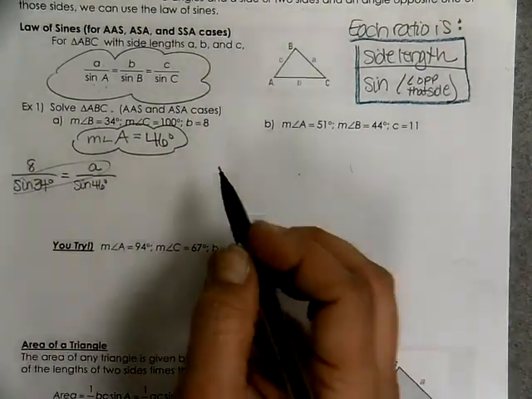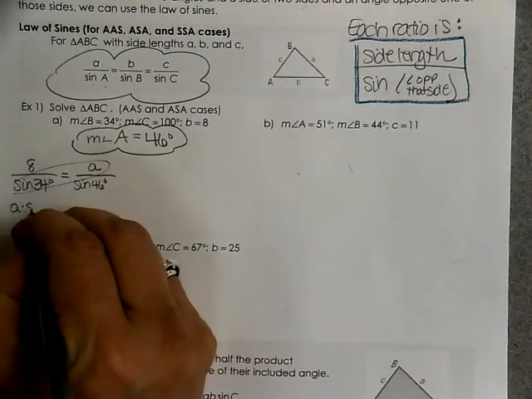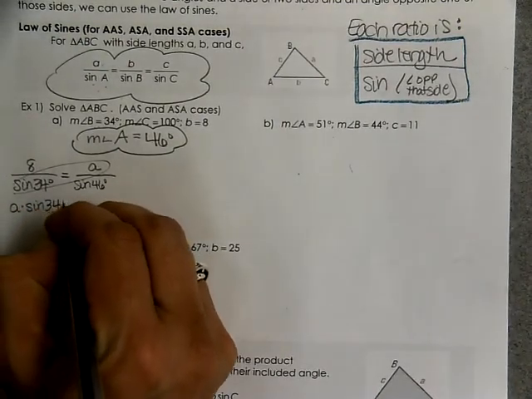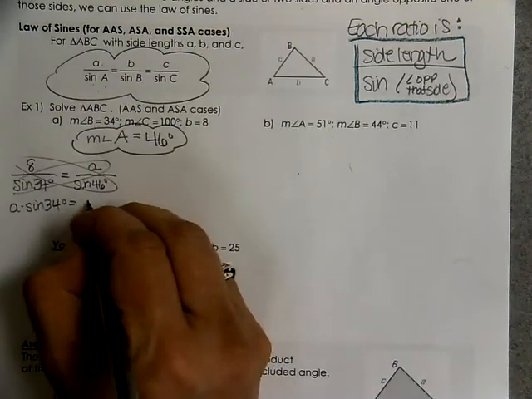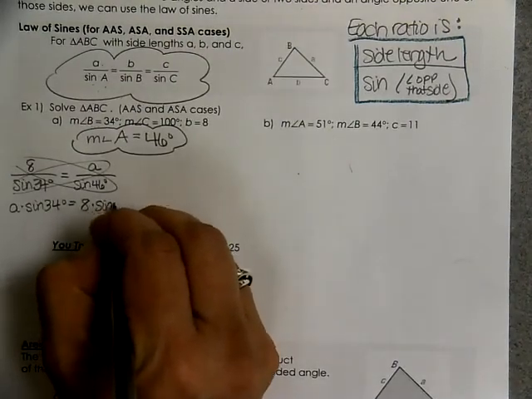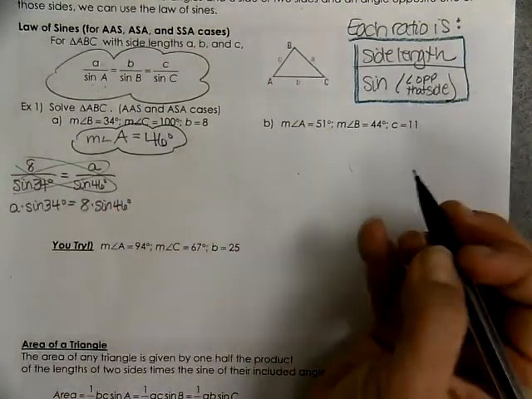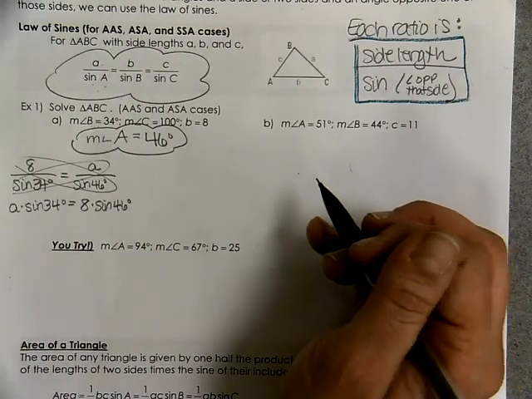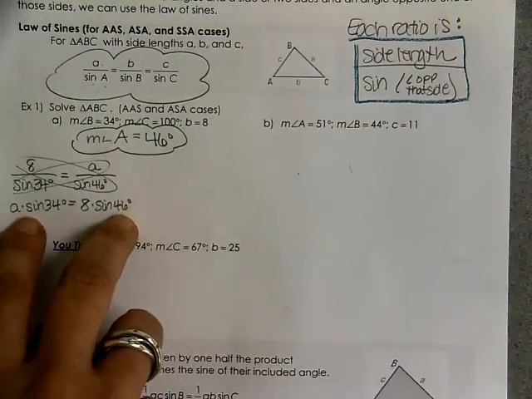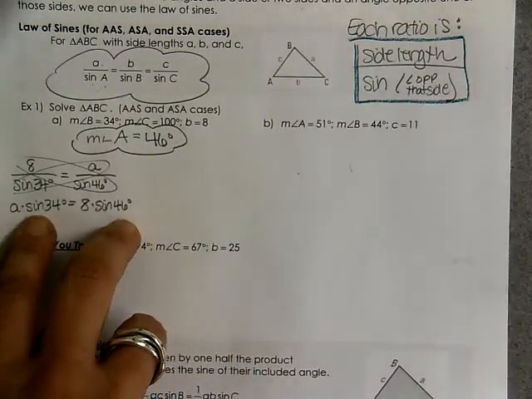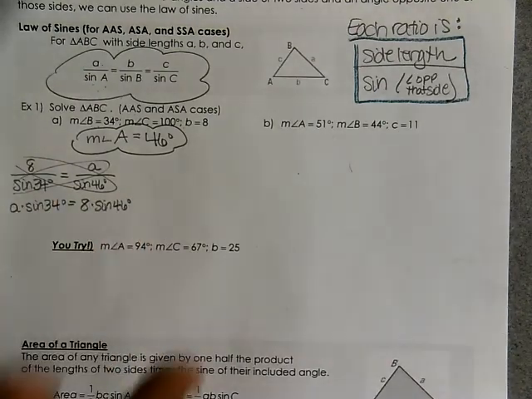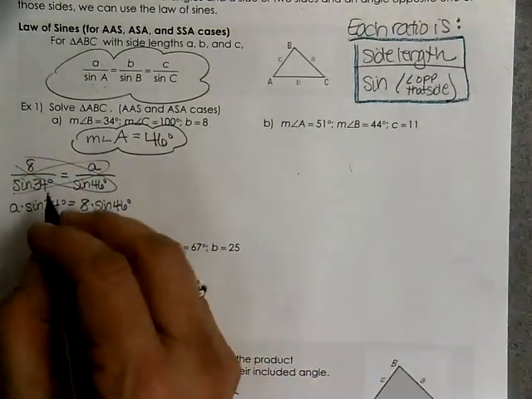So if I multiply these two together, I end up with A times the sine of 34 degrees. Multiplying these two together, I get 8 times the sine of 46 degrees. And remember, when you cross multiply in a proportion, you set those cross products equal to each other. I'm not going to put any of this in the calculator yet. I'm going to isolate A, then I'm going to put all this stuff in the calculator.